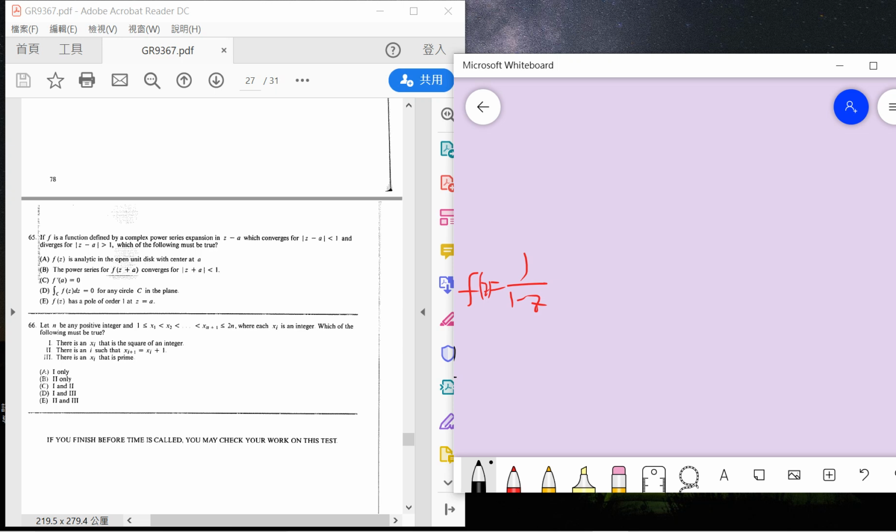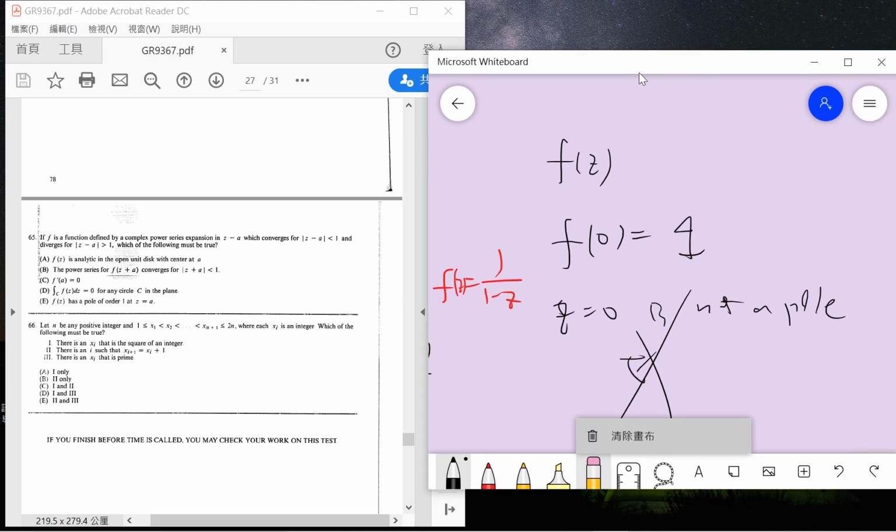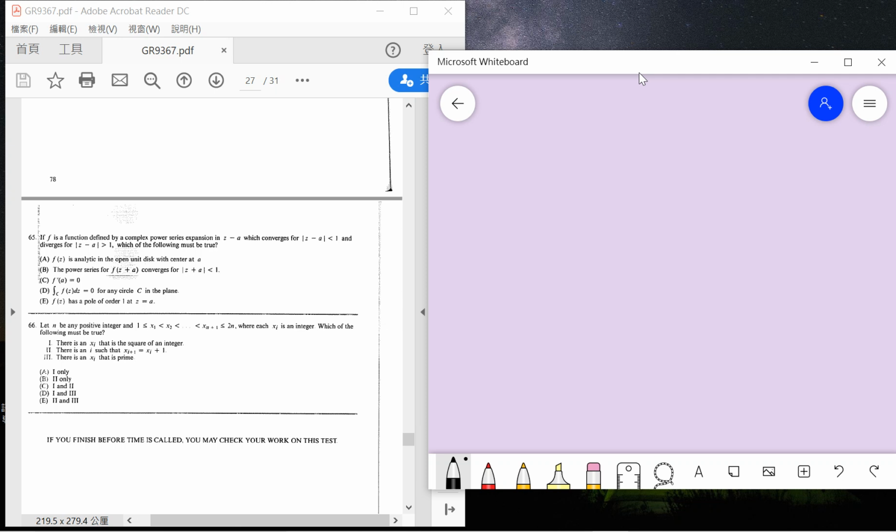E says f of z has a pole of order 1 at z equal to a. But we already know f of z, when z equals 0, the answer is 1. So z equals 0 is not a pole. So E is wrong. So the only remaining choices are A and B.